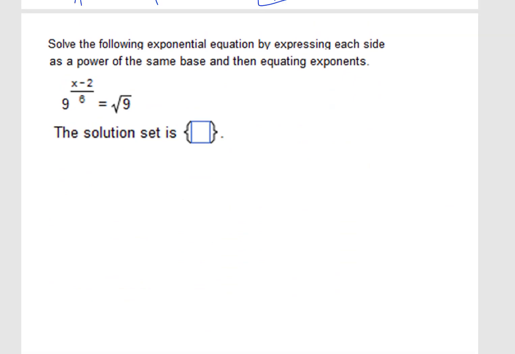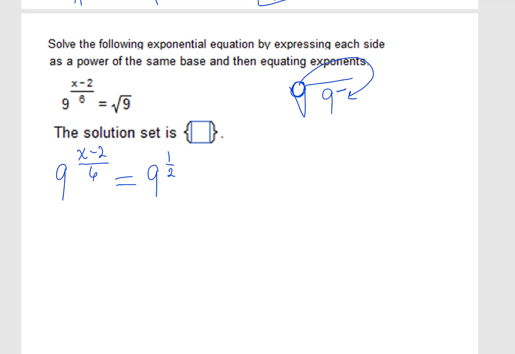Okay, so again, pulling a lot of things that we learned before out of our toolbox. So now we have 9 raised up to x minus 2 over 6 equals square root of 9. But remember, I'm trying to get the bases the same, right? So I can express the square root of 9 as 9 to the 1/2 power, and I'm going to explain that. If I have a radical, I would take this number right here, which is called the index, and I will bring it over here, and that will be the denominator to a fraction.